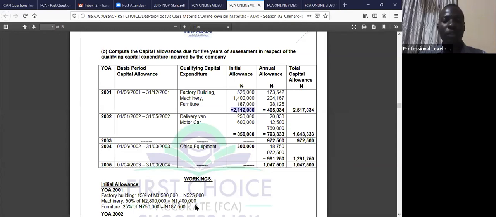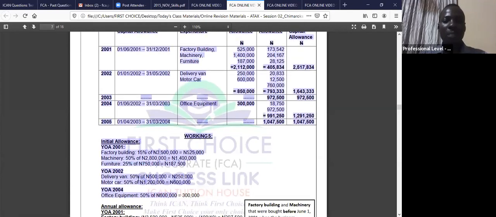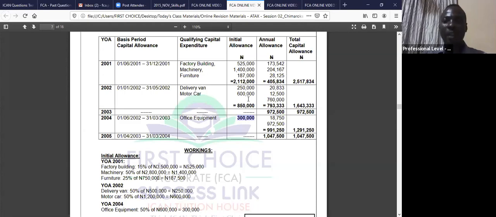So let me discuss the initial allowance before I go to the annual allowance. You go to the second year, you do the same principle. Motor van is 50%, motor car is 50% of their costs. That's 250 and 600, the same thing. When you add them, you have 850. Then, of course, in the year 2003, there was a dash, so there'll be a dash here. In 2004, we have one item, equipment, which is 50% of 600, which is 300. That is what we have here. So good, we now know how to do our initial allowance.